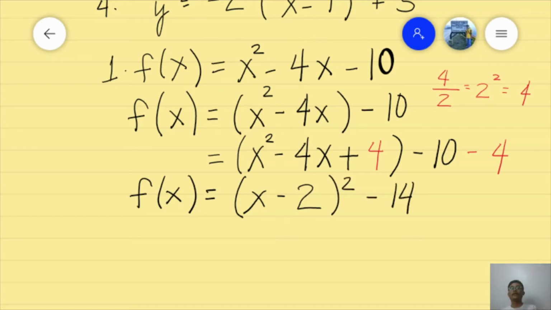So, yan na. Ating final answer in ano na siya. Naka-vertex form na siya. So, from general form to vertex form. Okay?